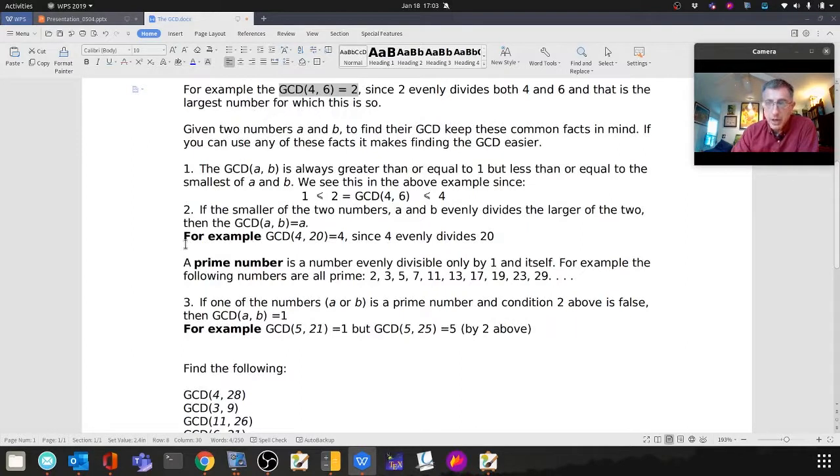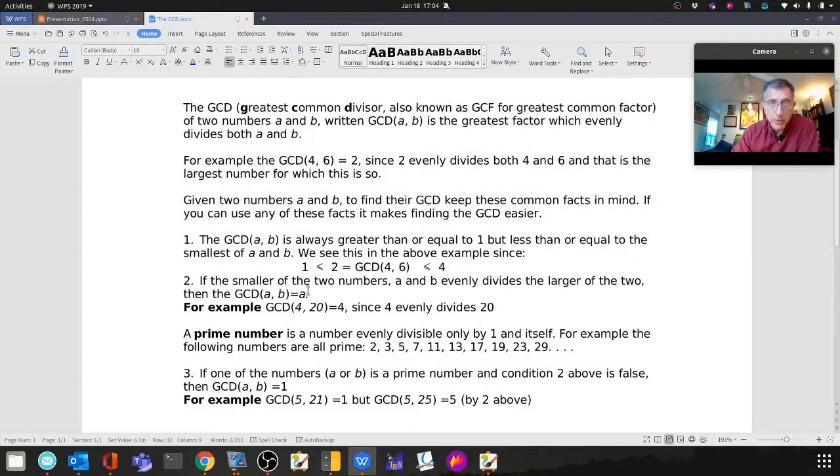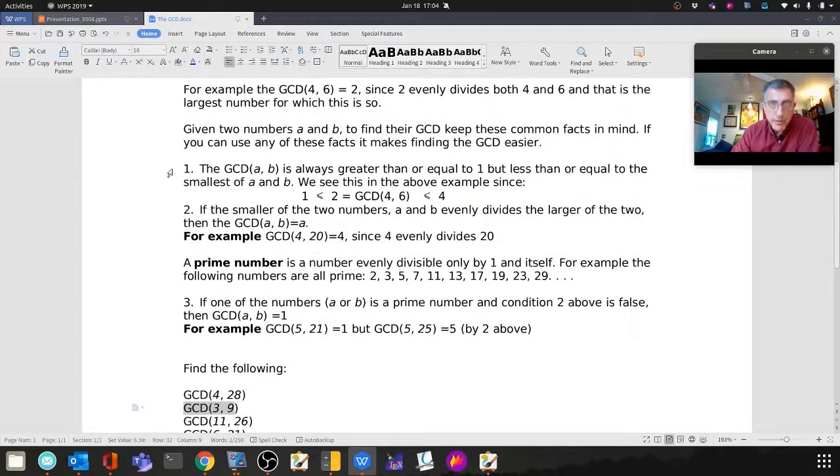The GCD is always greater than or equal to 1, and sometimes it is equal to 1, but less than or equal to the smallest of the two numbers. So if you were given, for example, down here, we're going to find the GCD of these 6 examples, and you were to say the GCD of 3 and 9 is 12, then something's wrong, because the GCD is less than or equal to 3, but greater than or equal to 1. So that was fact 1.